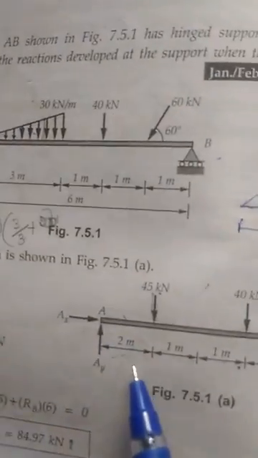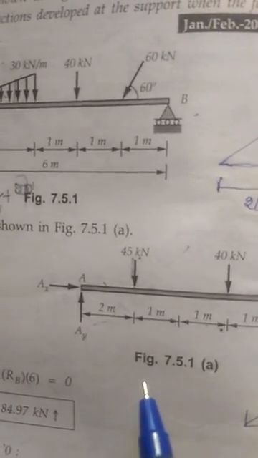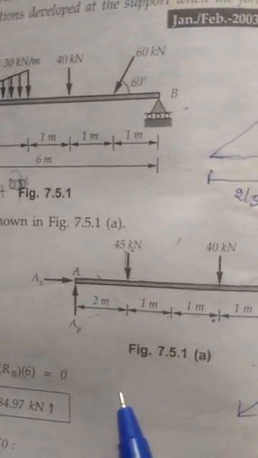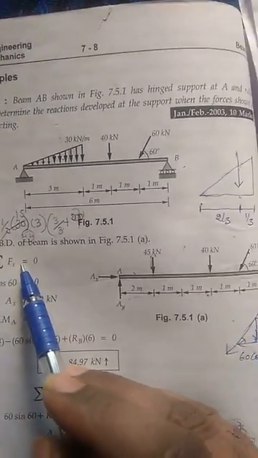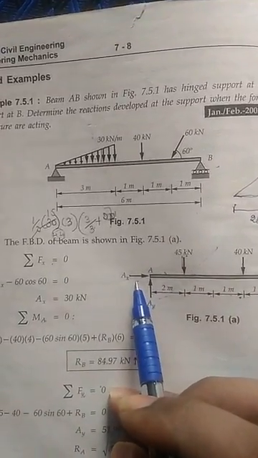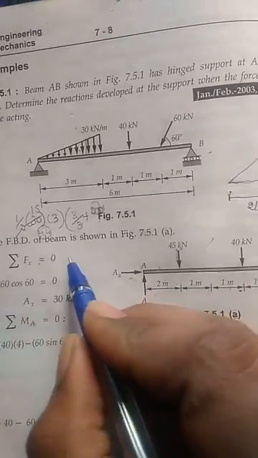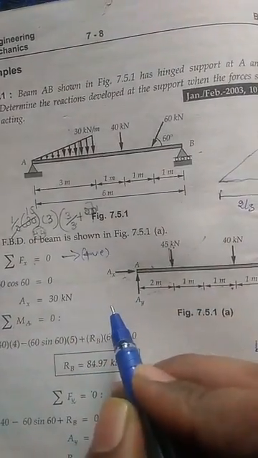There are three equilibrium equations: sigma Fx is equal to 0, sigma Fy is equal to 0, sigma M is equal to 0. First I will use sigma Fx. When I am using sigma Fx, movement to the right side is positive.